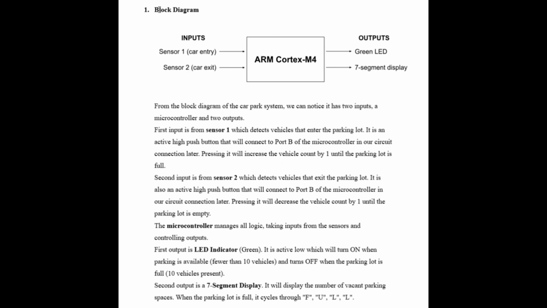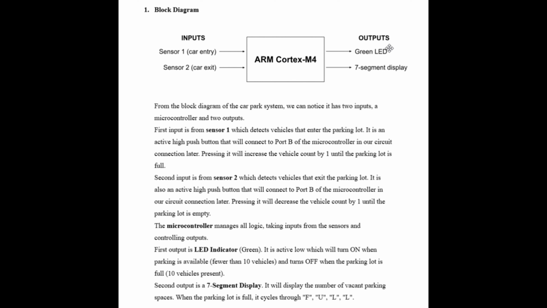The block diagram of the car park system. There are two inputs here. The first is from sensor 1, which will detect the car that enters the parking lot. The second one is from sensor 2, which will detect the vehicle that exits the parking lot. The microcontroller that manages all logic, taking input from the sensors and controlling the output, is the ARM Cortex-M4.